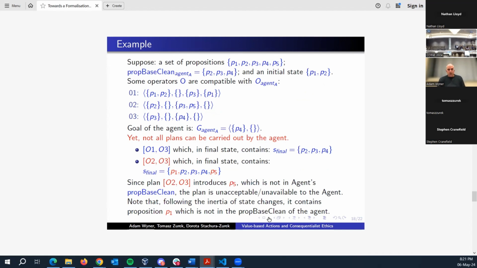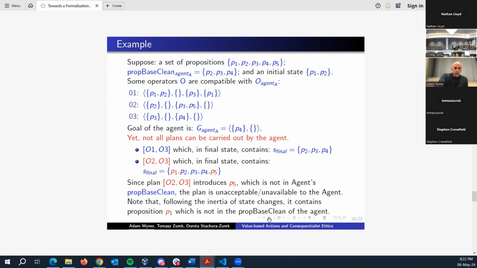But in the version that we have, where there's a constraint on the actions that can be executed in the plan, not all of these plans can be carried out by the agent. That is, in particular, some of the actions are not those which are compatible with the agent's value profile. So the sequence of actions O2 to O3 is not compatible. And furthermore, it gives in the final state P1 and P5, and P5 is not in the agent's prop base clean, although that's a necessary condition for us to have actions and goals with respect to agents.